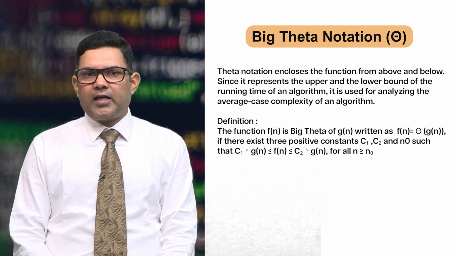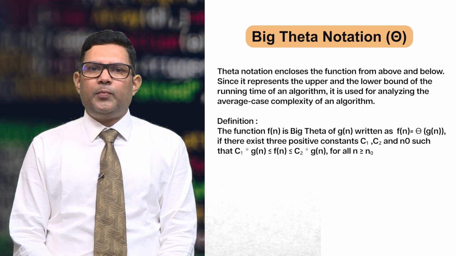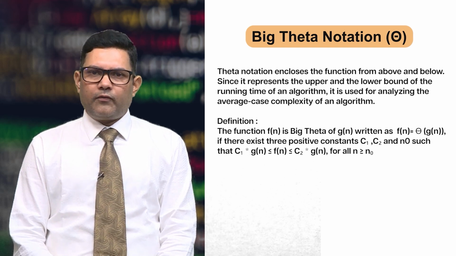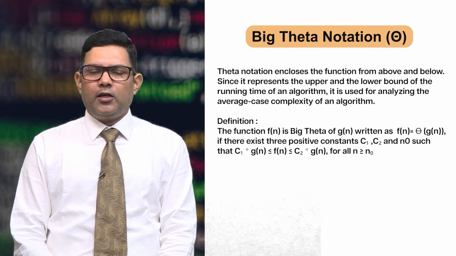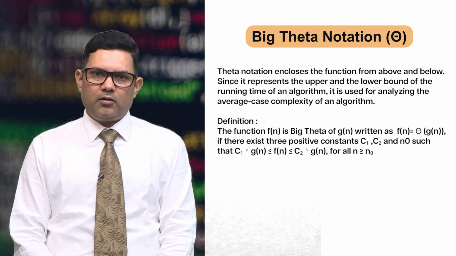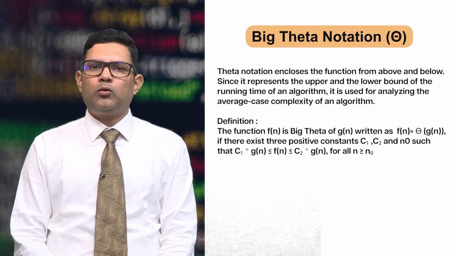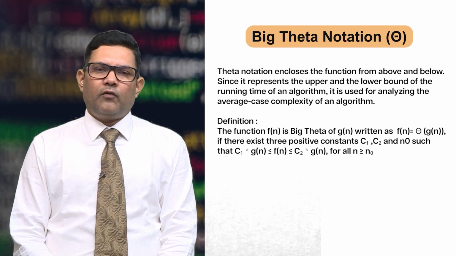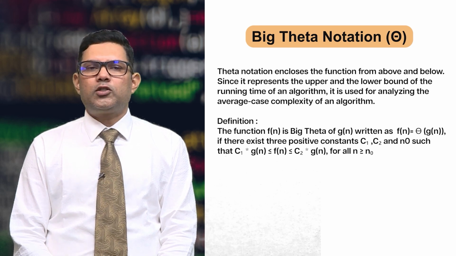So the definition is that the function f of n is big theta of g of n, written as f of n is equal to theta of g of n, if there exist three positive constants c1, c2 and n naught, such that c1 into g of n will be less than or equal to c2 into g of n for all n greater than or equal to n naught.